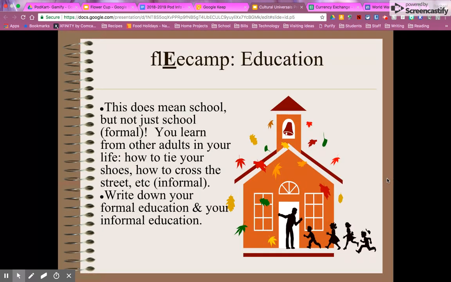The first E is education, and there are also 2 types of education. So there is school, which is formal, so you're going to school, you're learning. And then there's informal, so you learn how to cross a street or how to tie your shoes. So write down some formal and informal education that you may have experienced.